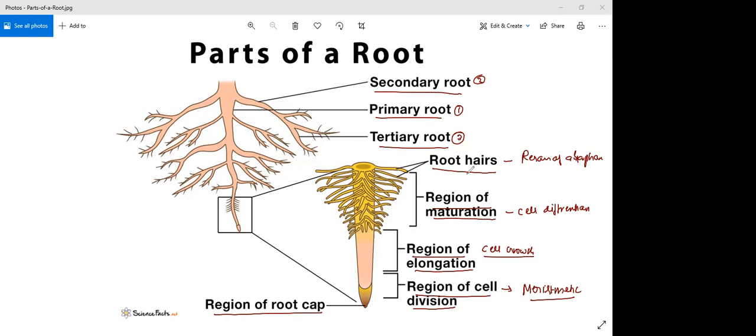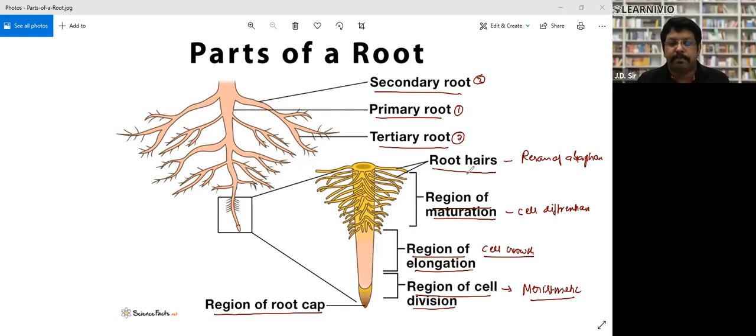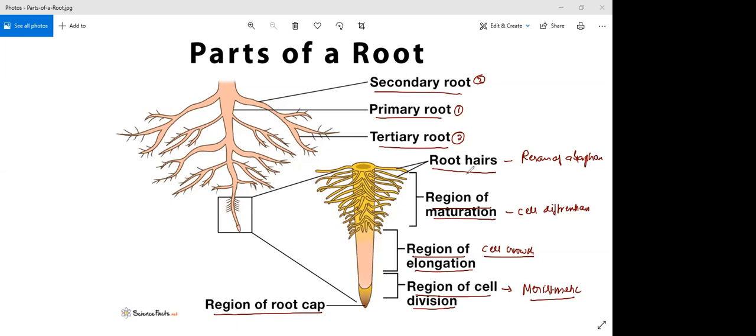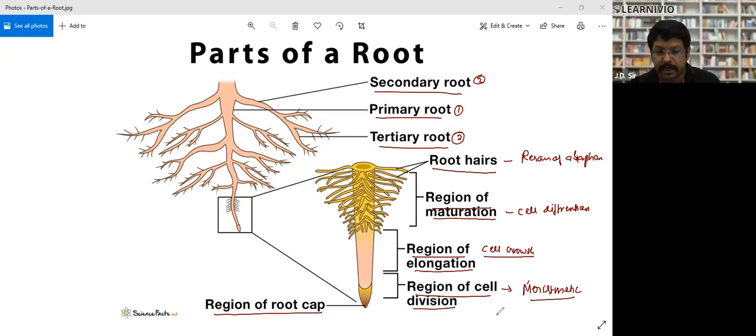Yes. So please note it down. Yes, sir. So put the heading, parts of root. Root cap is a parenchymatous multicellular structure. Let me write it down. Parenchyma is a type of cell. We will discuss that in anatomy.